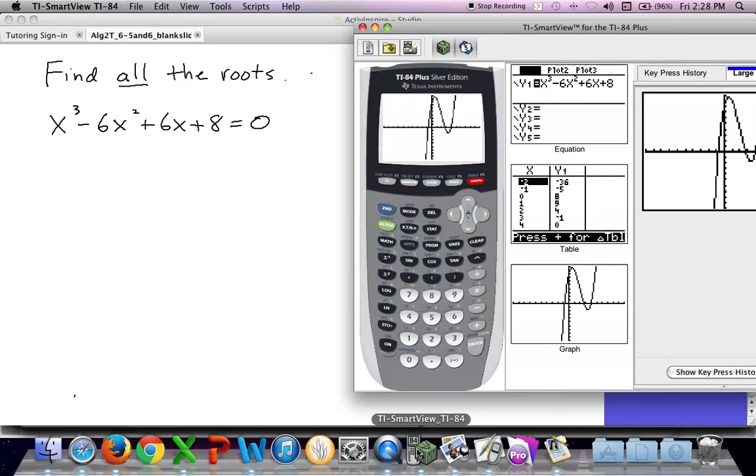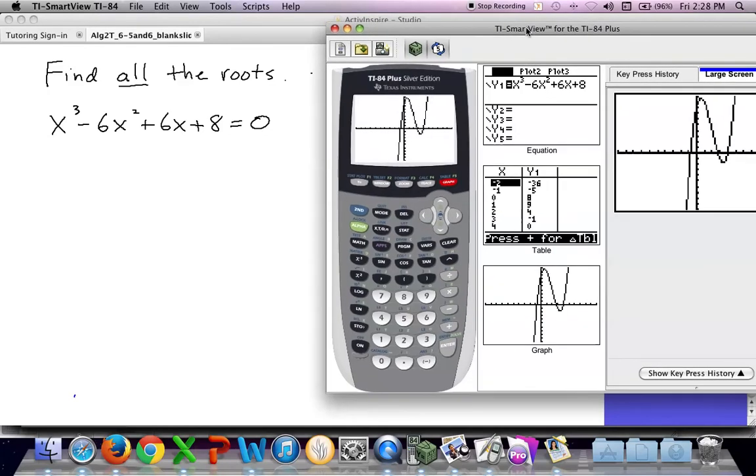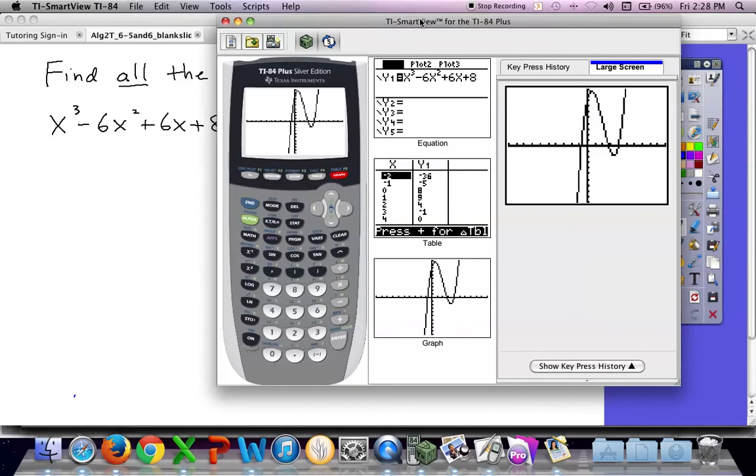So here's that problem. I've already put it in the calculator: x to the third minus 6x squared plus 6x plus 8. Look at the graph and tell me how many zeros you see. You see 3. Are any of them an integer value? This one is clearly between -1 and 0. This one looks like it's between 2 and 3, but that one looks like it might be 4. How could you check?